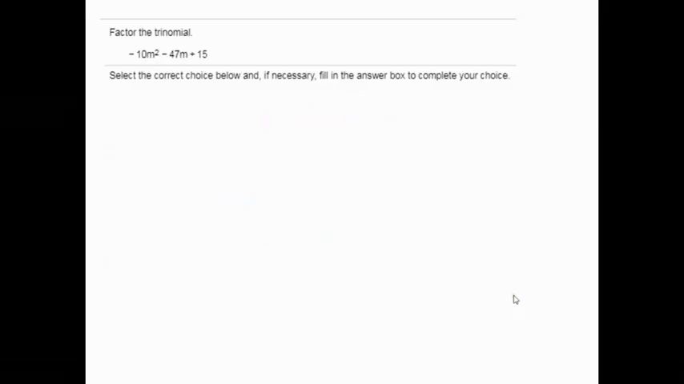Now let's look at an example out of the homework problems. Now this is going to show you the whole process of the AC method. First thing we notice here when we're asked to factor the trinomial negative 10m squared minus 47m plus 15. Notice we have a negative leading coefficient. Anytime we have a negative leading coefficient, the first thing we always do is factor out a negative 1. As you can see here, I've factored out a negative 1. So that's now 10m squared plus 47m minus 15.